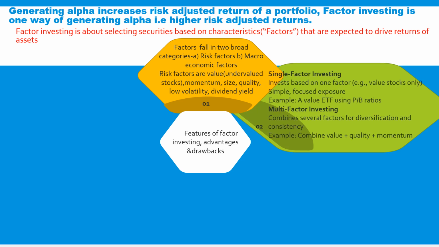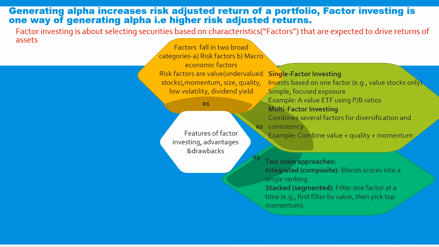Single-factor investing invests based on one factor, for example, value stocks only. Simple focused exposure, for example, a value ETF using price-to-book value ratios. Multi-factor investing combines several factors for diversification and consistency, for example, combined value plus quality plus momentum.